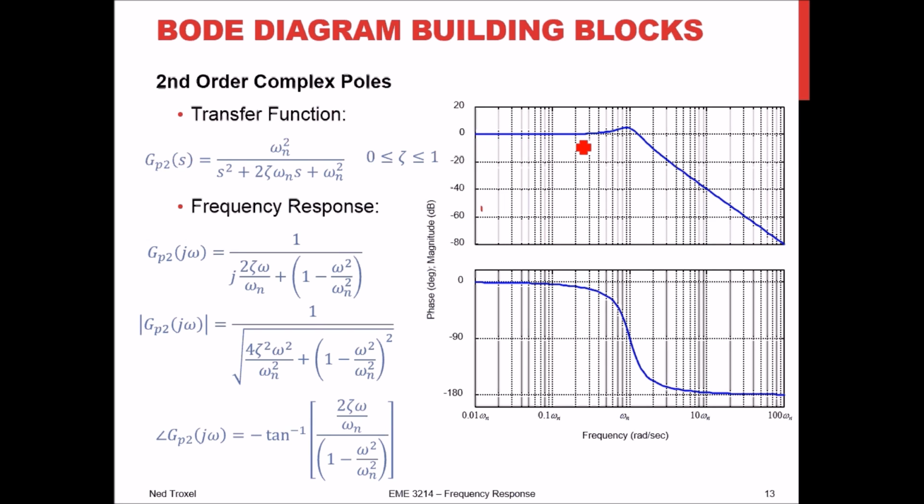But since we have an s squared, that'll be a j omega squared, and that's what leads to this negative term here. I've divided through by omega n squared on top and bottom to make this simple. So my imaginary part is always 2 zeta omega divided by omega n, and my real part is always this part. So the formulas are pretty easy to get.